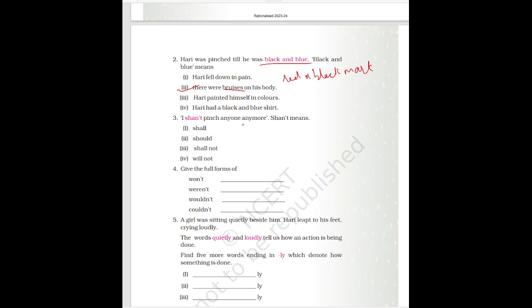I shan't pinch anyone anymore. Shan't means shall not. So the right one is shall not. Then give the full forms of. Here you have to write full form of won't. This is the short form, and the full form of won't will be will not. Weren't means were not. Then wouldn't means would not. Then couldn't, could not. These are the full forms and these are the short forms.